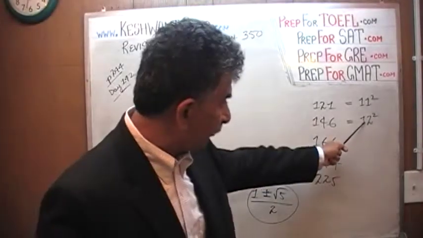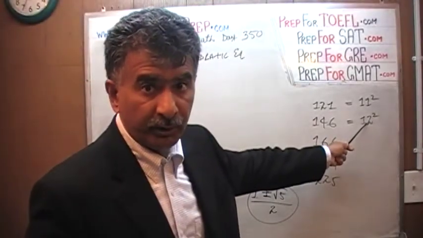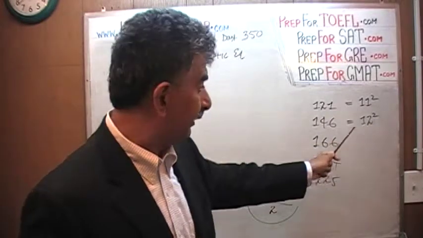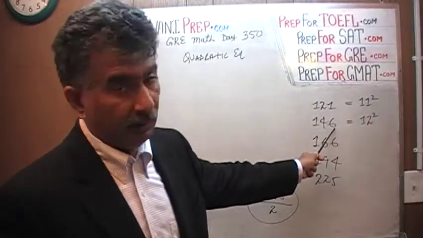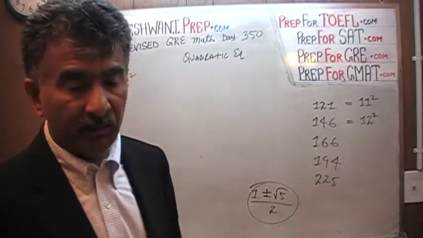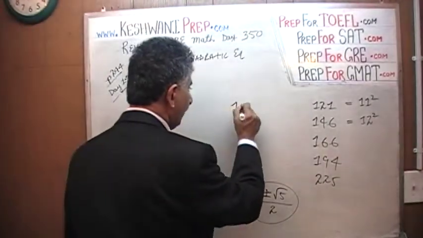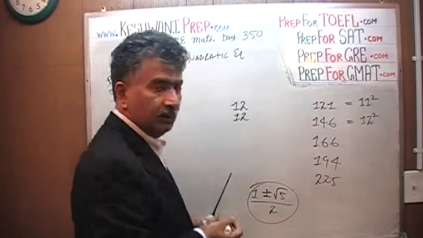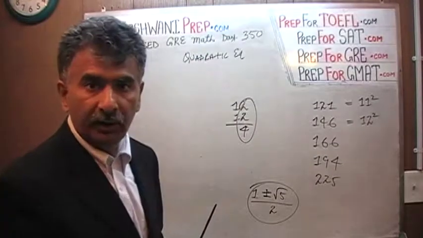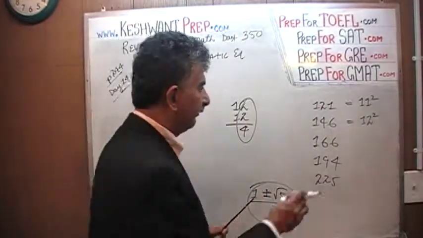Yes, right here, 12 squared. I don't know what the 12th square is, but whatever it is, it cannot be 146. Why? Because when you multiply 12 by 12, the unit digit must be 4. It has to end in a 4. It cannot end in a 6.